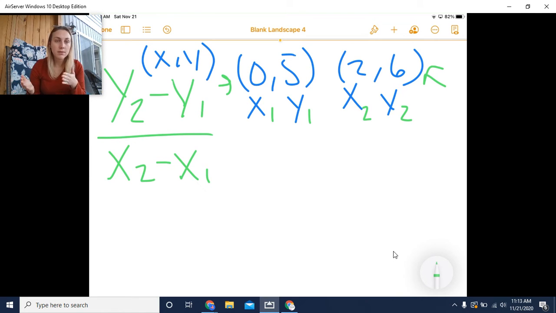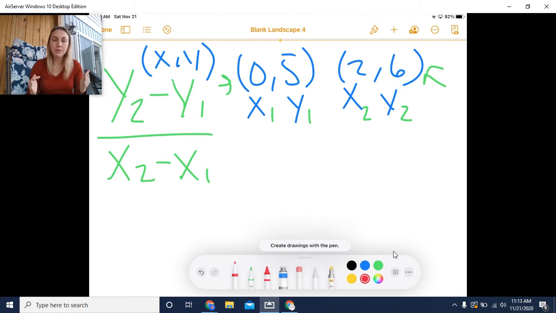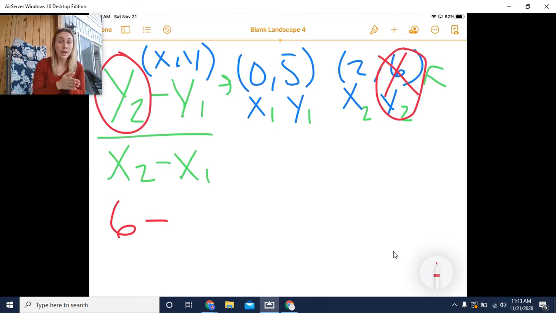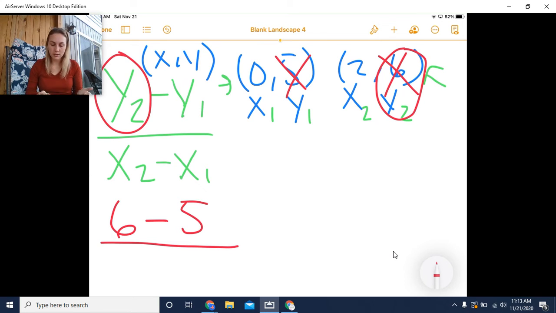And once you label them, you put them into the slope formula. So let's go ahead and do that. The first part of the slope formula is y2. You can see that right here. I chose y2 to be 6 right here. So I'll go ahead and put that in. We have 6. And I can mark that out once I put it in. It's going to be y2 minus y1. y1 I decided to make 5, so I can mark that out. And then x2 is going to be 2. That's what I decided to make it. And then x1 is going to be 0, so I'll go ahead and put that in as well.